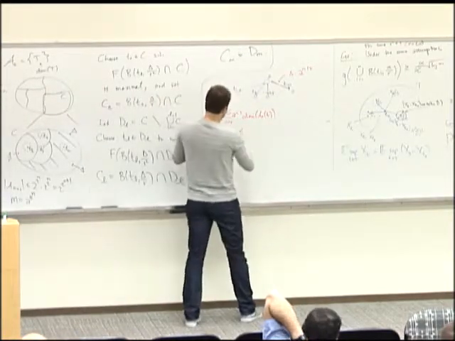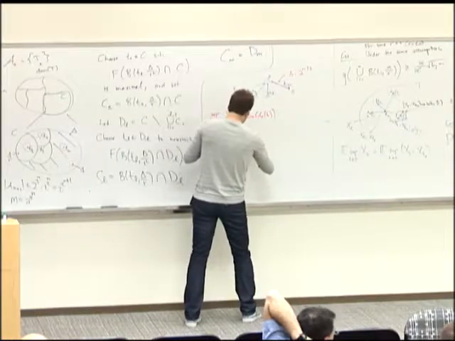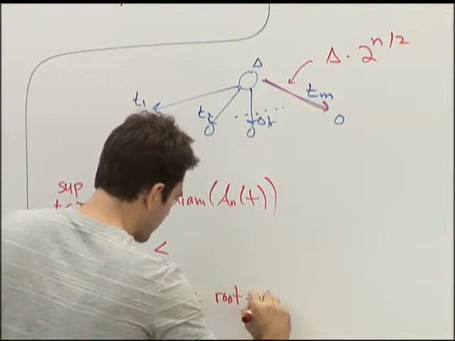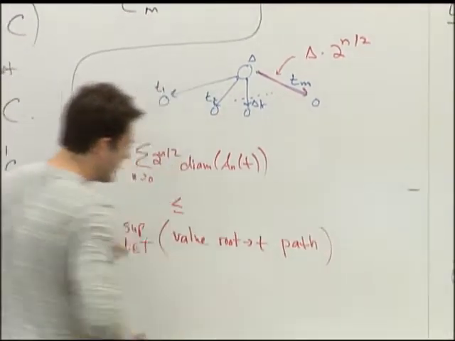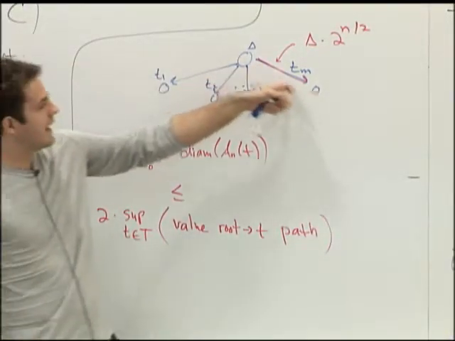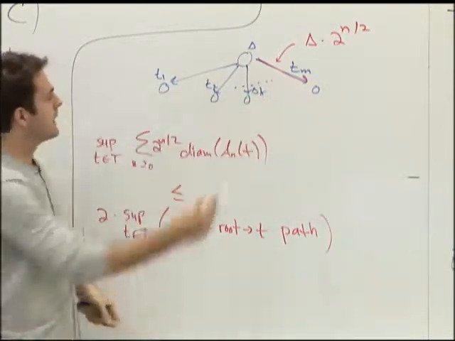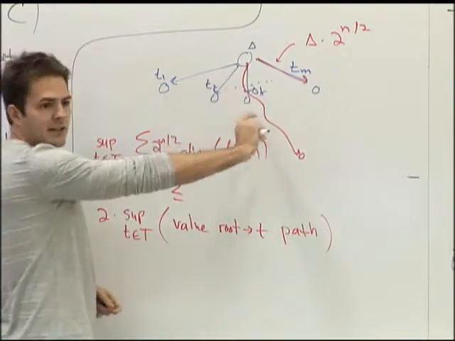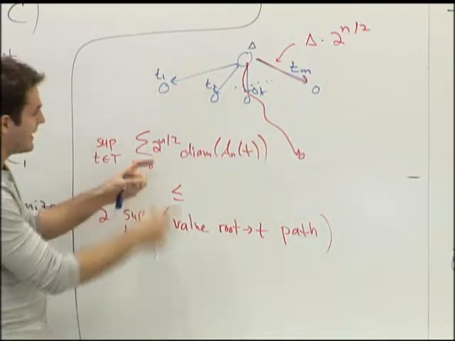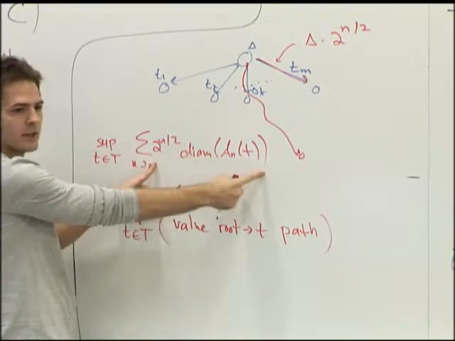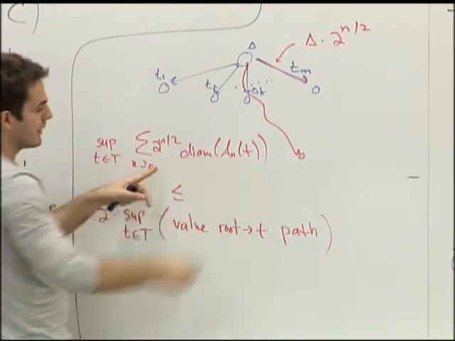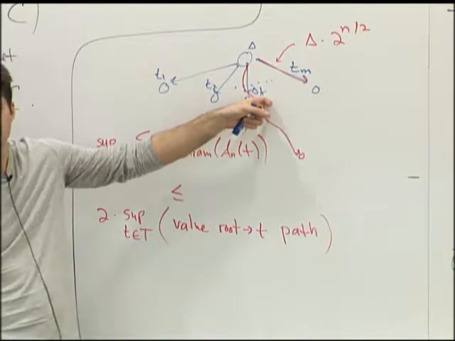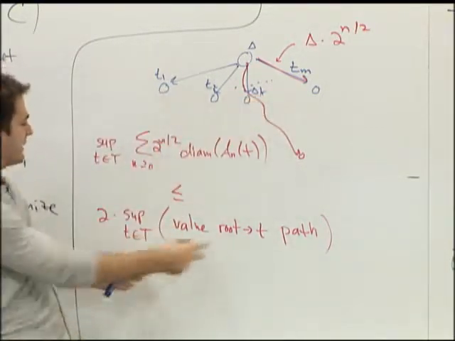So the claim is that, I hope this is clear what it means. We've given every edge in this tree a value, and we can look at a root-leaf path in this tree, and it has some value, which is the sum of the edge lengths along the path. The sum of the edge lengths along the path is essentially 2 to the n over 2 times the diameter. Except for the fact that this is not actually the diameter, this is just an upper bound. So this upper bound is this value.